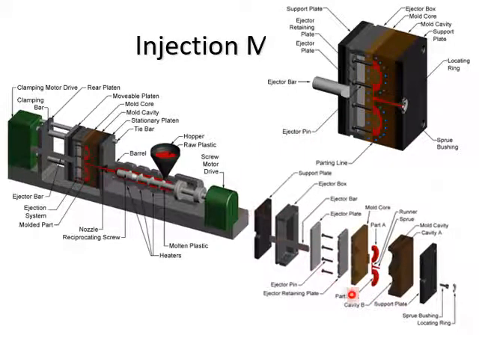Over here is the breakdown of the mold, which includes the support plate, ejector box, ejector bar, ejector plate, mold core, and so on. That's why injection molding costs significantly on the mold itself.